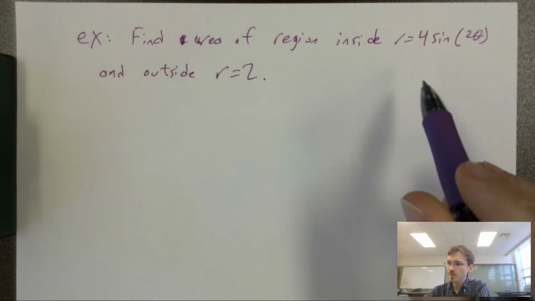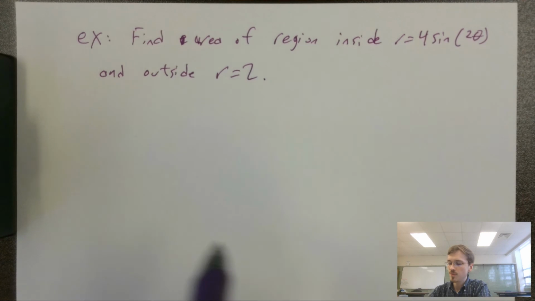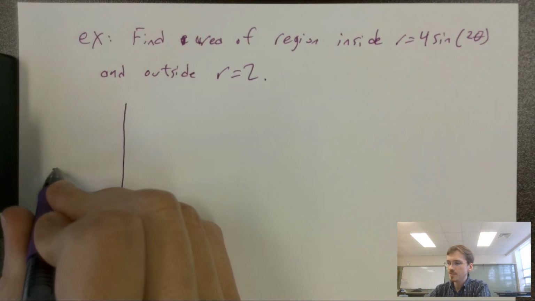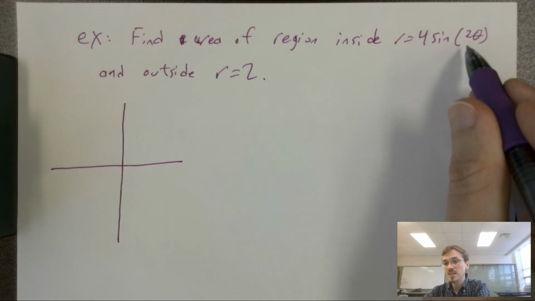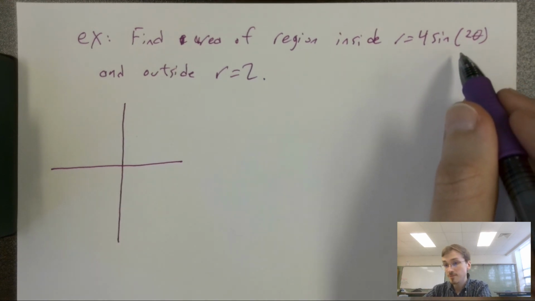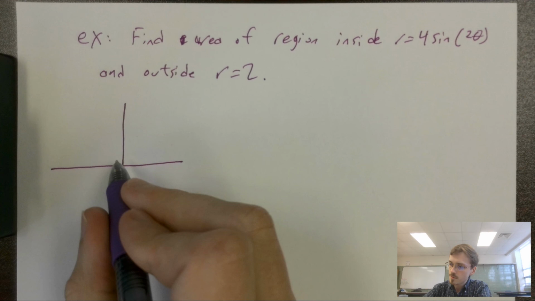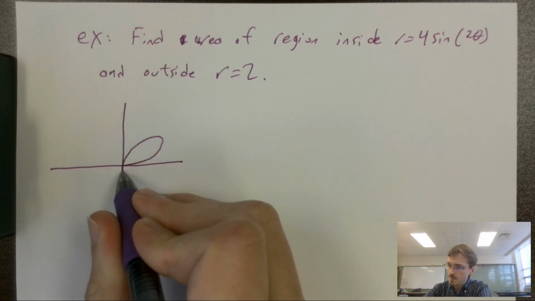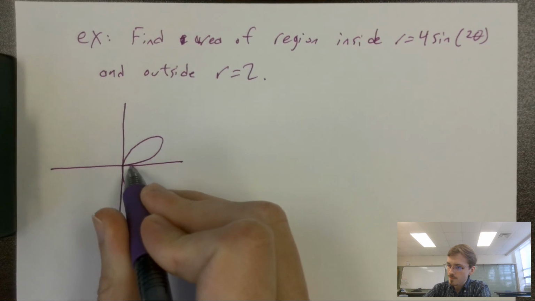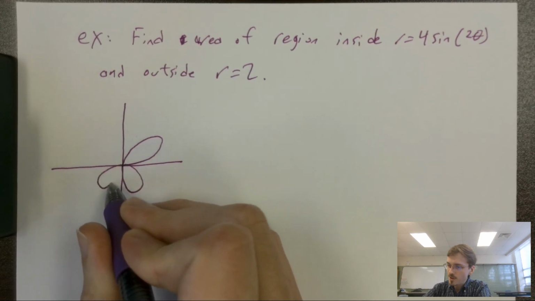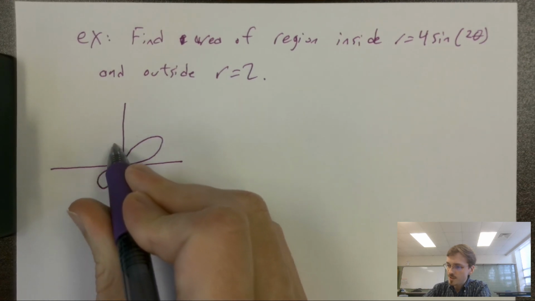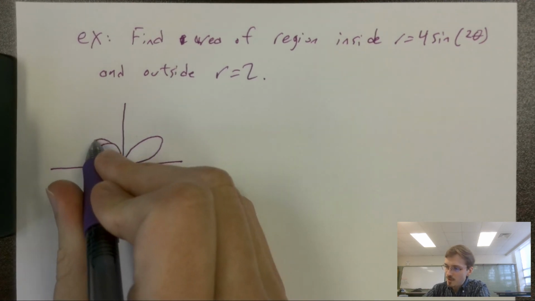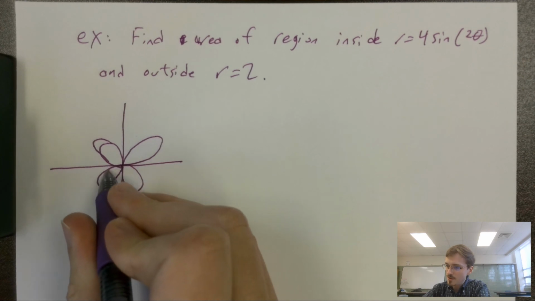Let's recall together what the graph of 4 sine of 2 theta looks like, in case we're shaky on our graphs. 2 is an even number, so I know that this is actually going to have 4 petals. And it looks something like this, as theta progresses from 0 to 2 pi. Oh, and my petals are terrible, but pretend they're all the same length because I am a terrible artist.